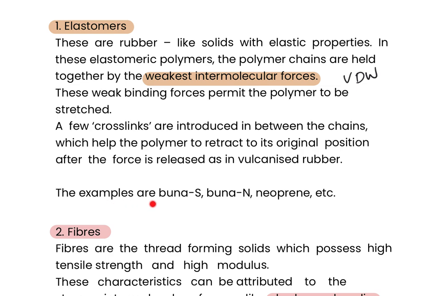The examples for these elastomers are Buna-S, Buna-N and neoprene. These are synthetic rubbers. Natural rubber's mechanical property is somewhat poor. Therefore, after vulcanization, its mechanical property improves. So this is natural, and these are synthetic polymers, synthetic elastomers or rubbers.